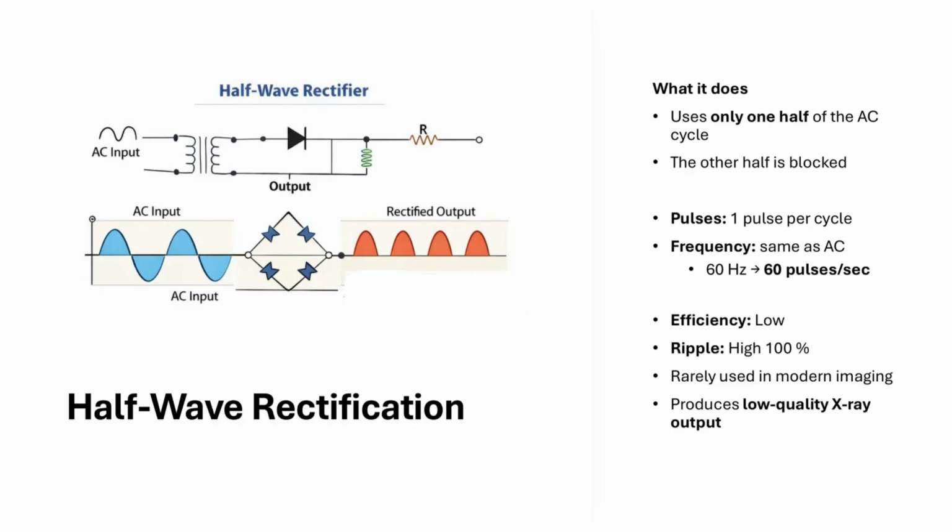Let's begin with half-wave rectification. Half-wave rectification uses only one half of each alternating current cycle. The opposite half of the cycle is blocked. With a 60 Hz electrical supply, this produces approximately 60 useful pulses per second. Because half of the electrical cycle is not being used, half-wave rectification is inefficient and has a 100% voltage ripple. The voltage repeatedly rises to its peak and then falls back toward zero. Because of this high ripple and low efficiency, half-wave rectification is rarely used in modern diagnostic imaging systems.